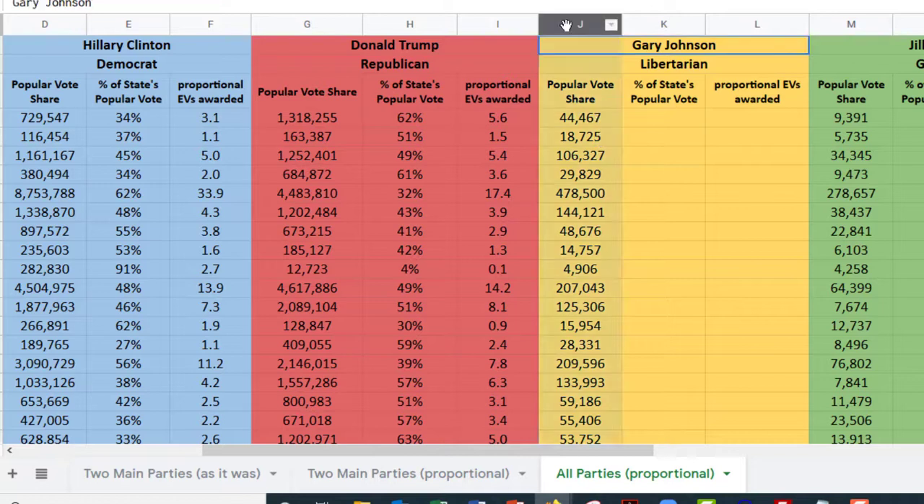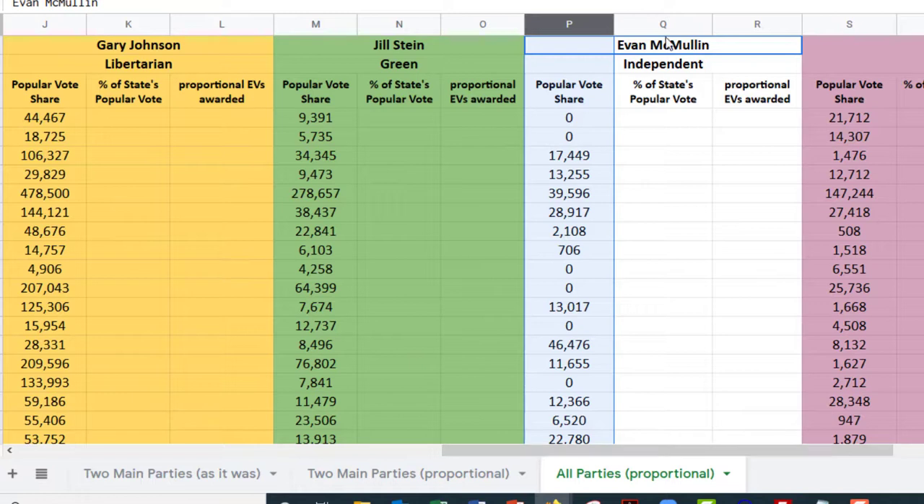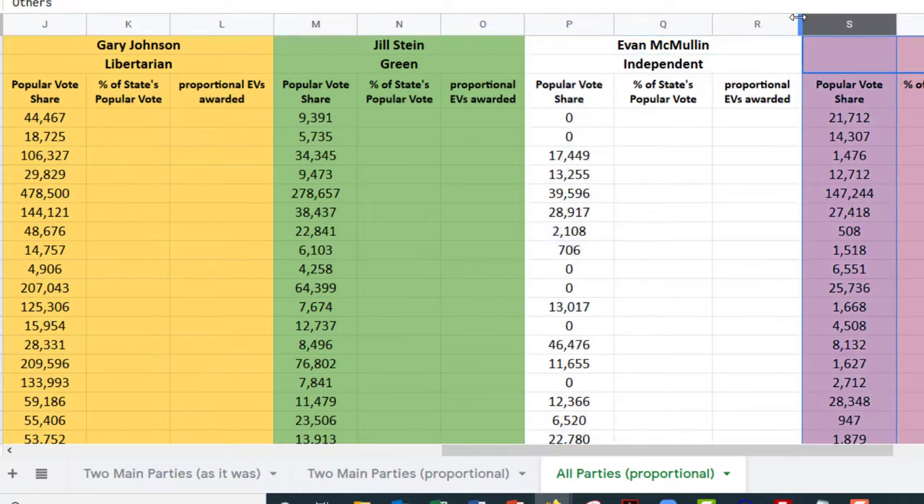Here's Gary Johnson's popular votes that he got. He got over 4.5 million votes across the country. Jill Stein got about 1.5 million. What I'm doing is I'm clicking the column and then looking down here at the sum. McMullin got about 750,000, and all the other candidates combined got about 1.2 million. So it's not like they did badly. They just didn't get enough to register on the electoral vote scale.